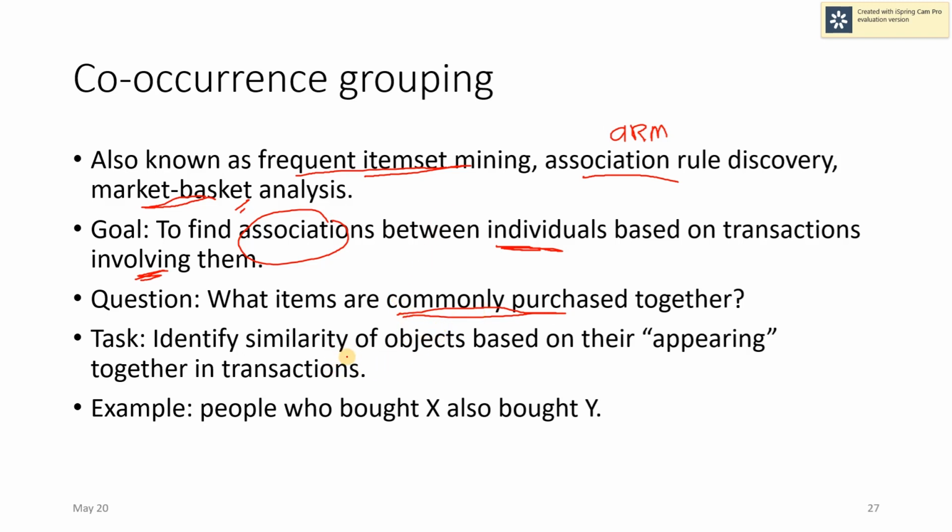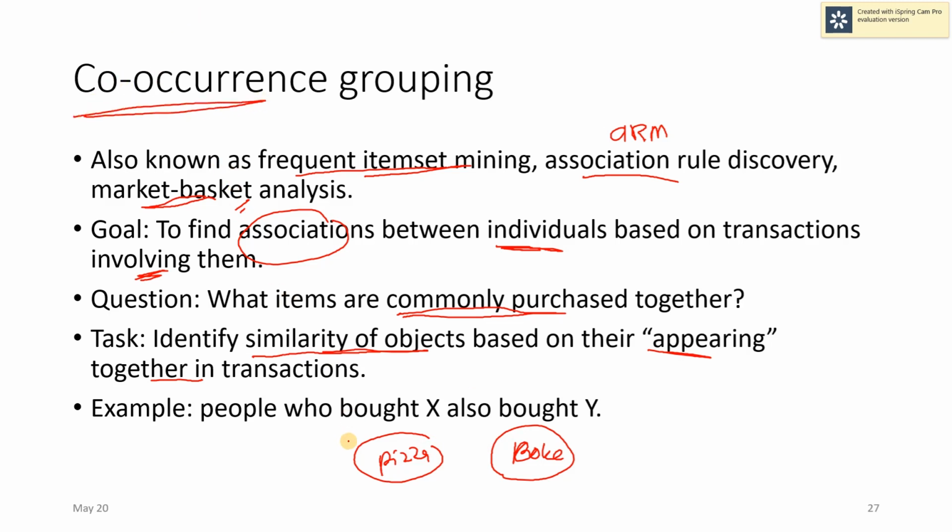So what we need to look at is the similarity of objects based on their appearing together in transactions. For example, have you seen, if you buy pizza, what is the promotion that usually pops up, for example at Pizza Hut or Domino's? A promotion will pop up to buy Coke, for example. This is based on the analysis they have done on co-occurrence grouping. It means pizza is often purchased with Coke. If someone buys pizza, confirm they will buy Coke. For example, 90% of their customers will buy Coke.